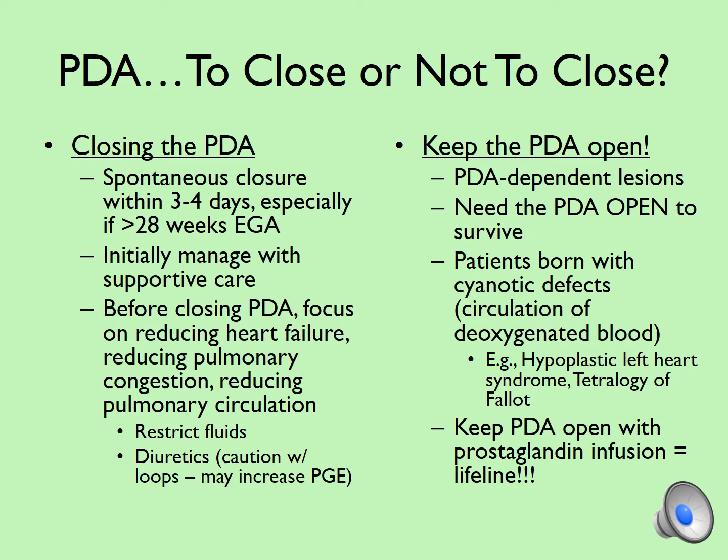Now, as far as keeping the PDA open, this is important for patients that have a PDA-dependent lesion. And what I mean by lesion, I mean a heart defect. So since the PDA, the patent ductus arteriosus, connects the systemic circulation with the pulmonary circulation, with a heart defect where it's a cyanotic defect, meaning that there is deoxygenated blood circulating systemically, then we definitely need to keep the PDA open. I'm not going to get into too much detail with this in this lecture, but I just want you to understand that there is a situation in which the PDAs should remain open, and these are for cyanotic heart defects.